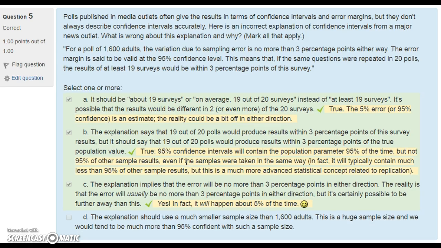Here we have some interpretations of a poll. Some of the things that are wrong here is that "at least 19" is not correct. When we say 95 times out of 100 will be right, it's not at least 95 times. If you take 100 samples, it may turn out that 90 of them catch the population mean, that 90 of them are actually correct and 10 are wrong. On average, it will be 19 out of 20. That's 95%, but there's no guarantee that we'll have at least 19.